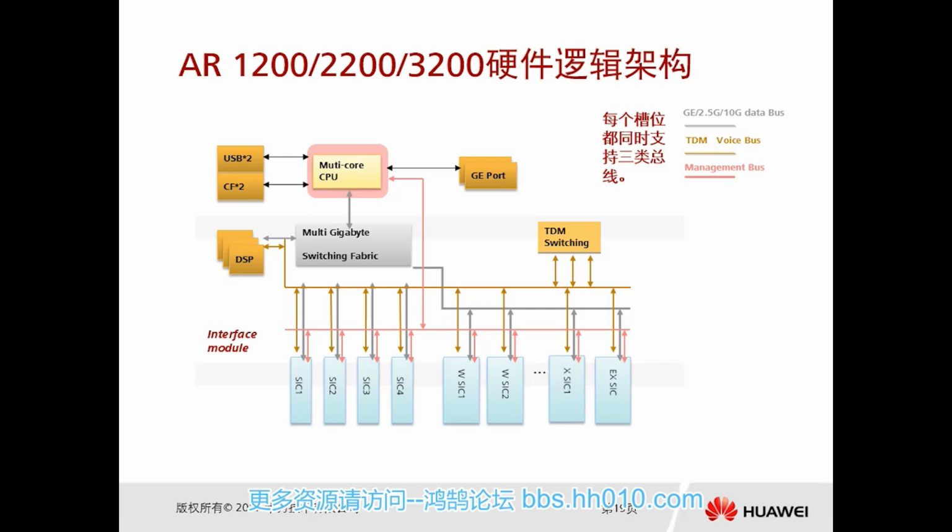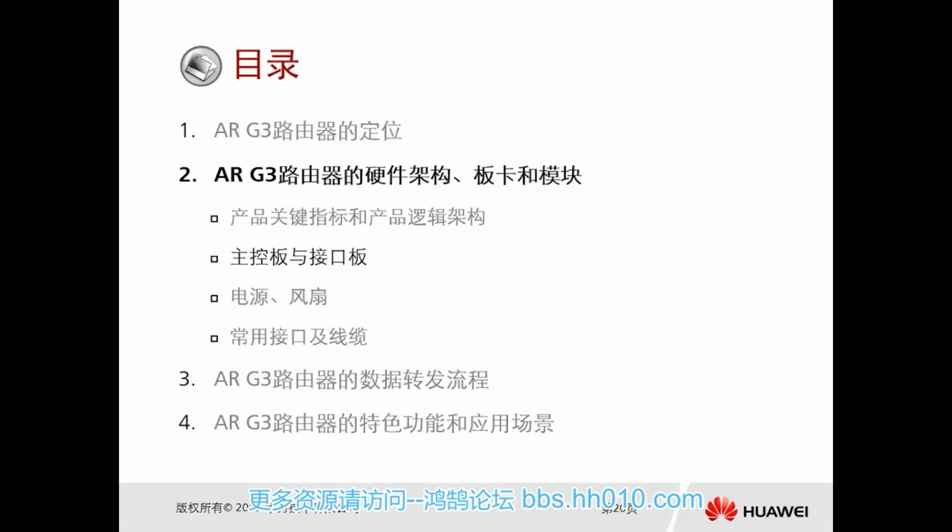Next, we are going to take a look at this router, one of its main control boards and interface boards, their physical forms, and the characteristics of each product. First of all, this is one interface of one of its modules. Let's start by looking at the main control board. We will look at the interface later.